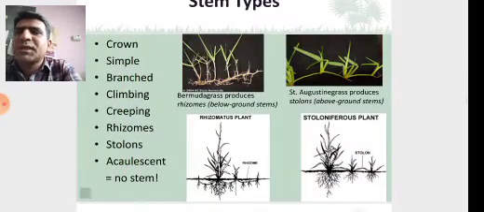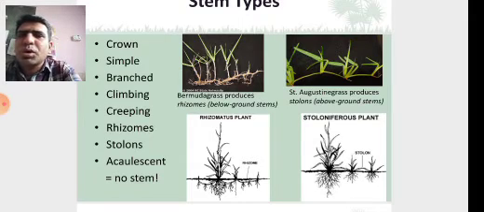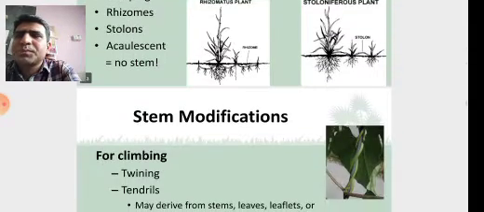Stem types. See the types of stem: crown, simple, branch, climbing, creeping, rhizome, stolons, and acaulescent, meaning no stem. So these are the types of stem. In the image you can see some examples: above the ground, below the ground. Stolons are above the ground, stoloniferous, and rhizomes are below the ground.